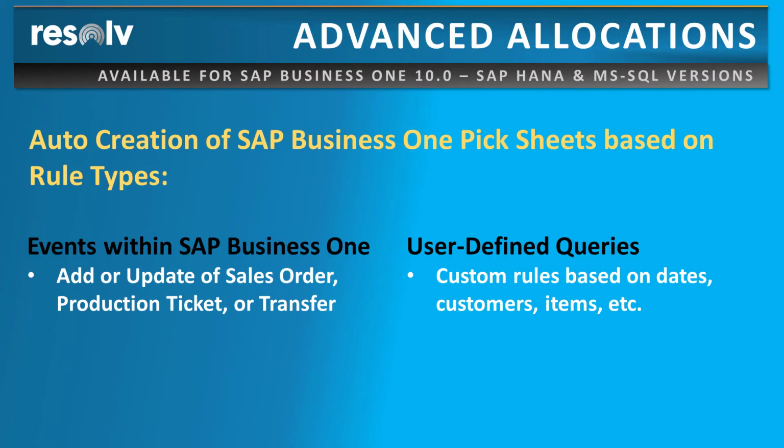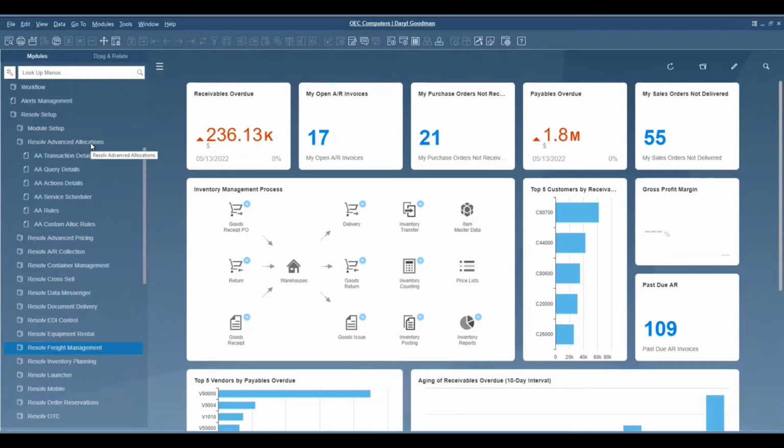Going to start with Resolv Advanced Allocations. What Resolv Advanced Allocations does is it allows us to create pick lists inside of SAP Business One by using rules that can be based off of an event, like an add or an update of a sales order, or you can also have it be based off of a query, so that you can create any kind of logic you want.